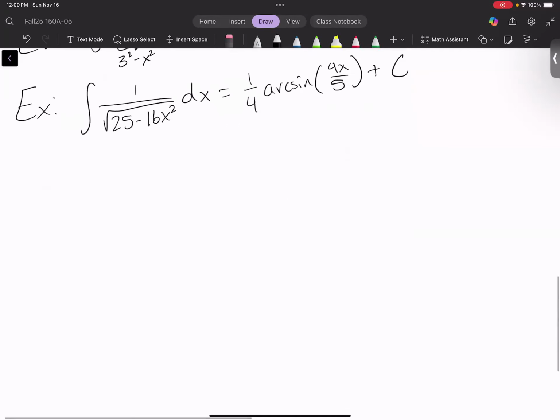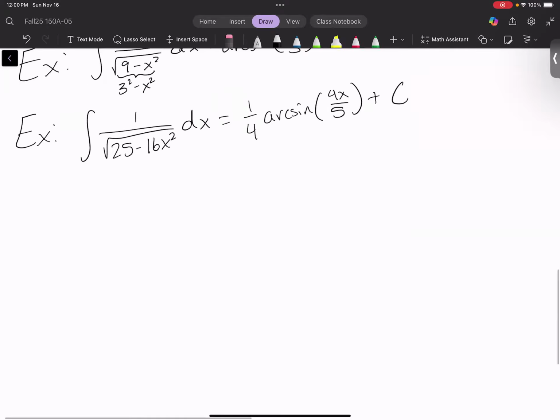Let's move to arctan. These will be the most common ones you see. You won't see the co ones, right? Arc cosine, arc cosecant, arc cotangent. You won't see those. You will very rarely see arc secant.